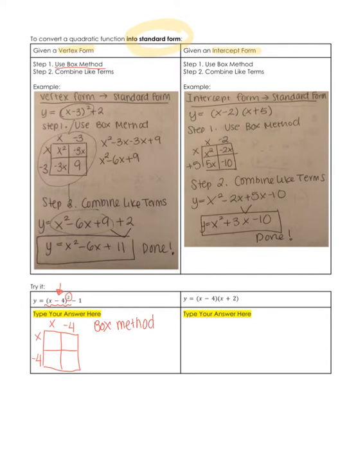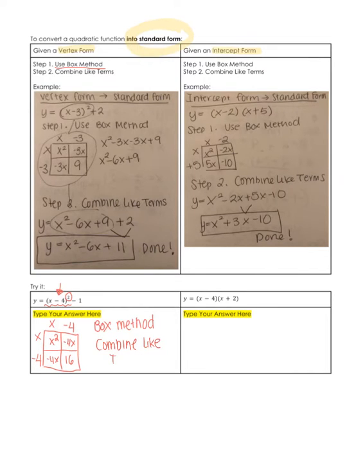So let's fill it out. x times x, x squared, negative 4 times x, negative 4x, and that's the same here because it's a square. Negative 4 times negative 4 gives me 16. So if I multiply everything out, I get this box, but now we have to combine like terms.